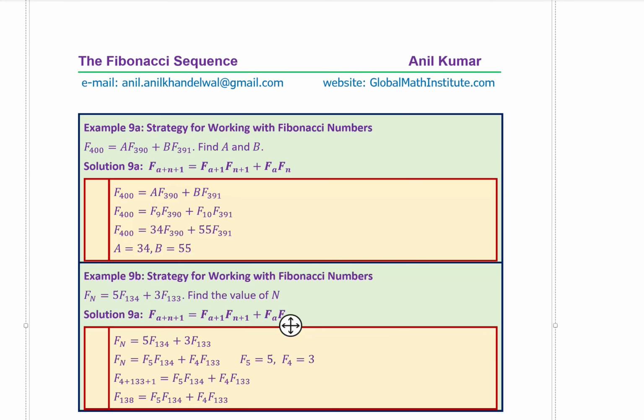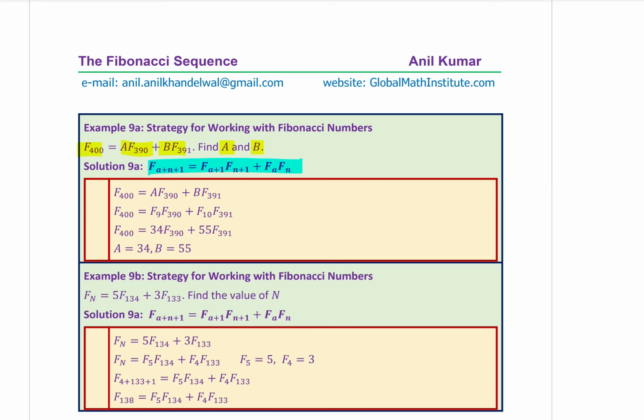Okay, so let's move on and take some more examples based on our learnings and the formula derived. Here is another question for you. I'd like you to pause the video, answer this question yourself, and then go for the solution, okay? Now the question here is, F of 400 is equal to a times F of 390 plus b times F of 391. Find a and b. How will you do it, right? So you can pause the video, answer this particular question, and then look into my suggestions. The formula is also given to you for reference.